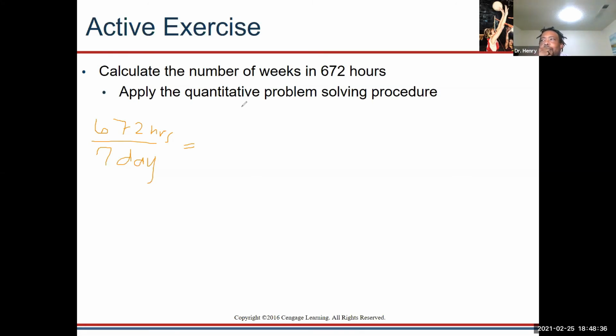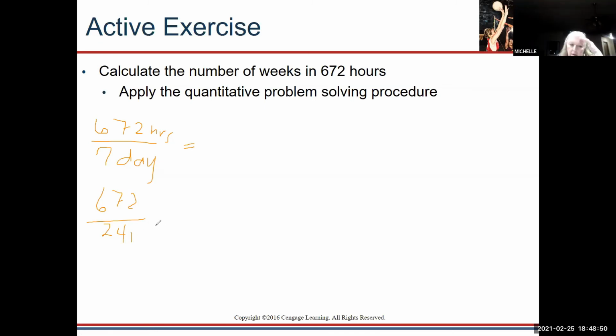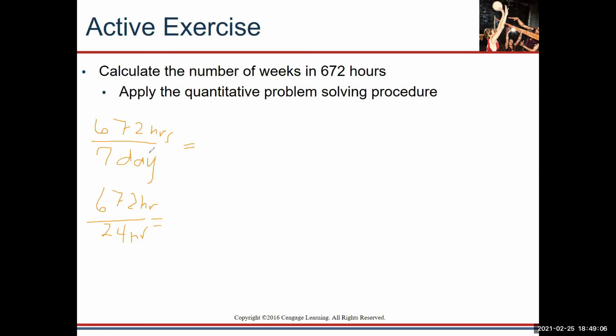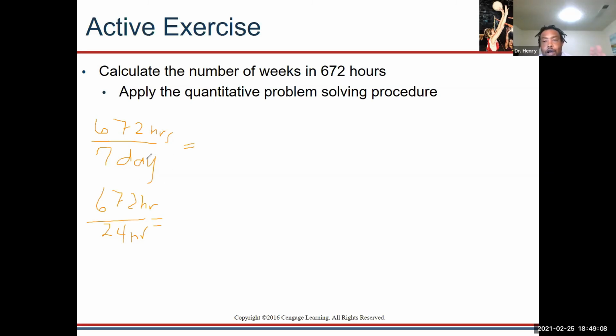So tell me something. You said divide 672 by 24? Yeah, because there's 24 hours in a day. Would that give you my answer? No, because you're still working with days. You have to work with weeks. 7 days equals 1 week. Okay, so I need to break this down a little bit. Let me think about my equivalencies, because all you guys are getting me in the wrong direction already.